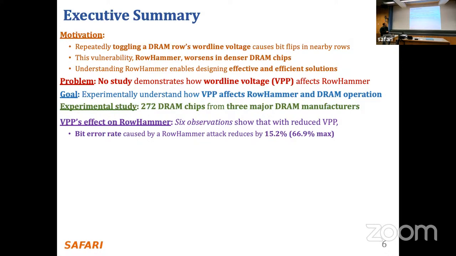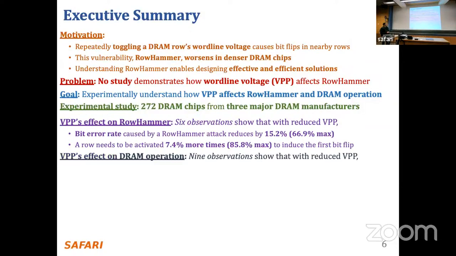So we observed that the bit error rate caused by RowHammer attack significantly reduces when we reduce word line voltage. When we reduce the word line voltage, the aggressor row needs to be activated more times to induce the first bit flip. So the RowHammer vulnerability in general reduces.